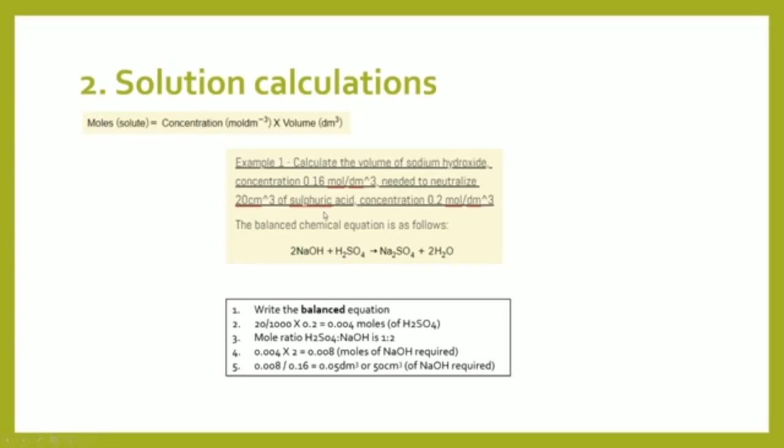So what is the moles of sulfuric acid then? You apply this equation here and you get concentration times volume. So 20 divided by 1,000, because this is in centimeters cubed, you want to convert that to decimeters cubed. 20 divided by 1,000, you times that by 0.2, which is the concentration, and you get 0.004 moles of hydrogen sulfate, which is sulfuric acid. And so here, the mole ratio between sulfuric acid and sodium hydroxide, which is NaOH, is 1 to 2, meaning for every mole of hydrogen sulfate, you will need 2 moles of sodium hydroxide to neutralize it.